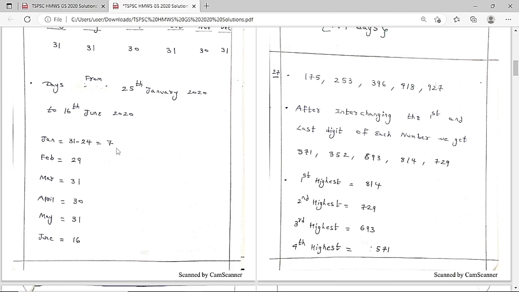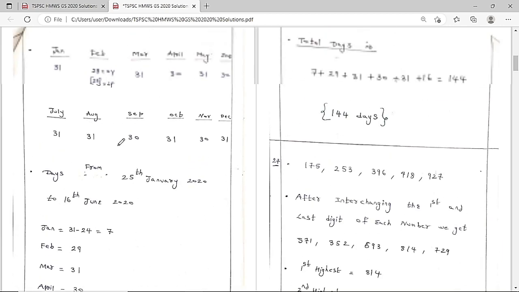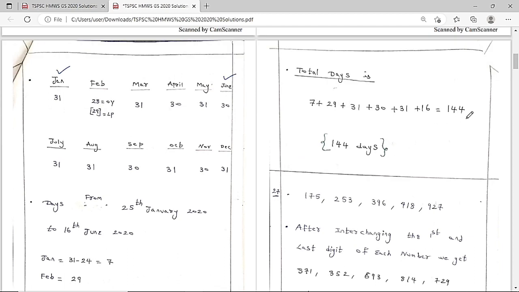7 plus 29 plus 31 plus 30 plus 31 plus 16. So you are going to get the result which is equal to 144 days. So total days of 144 days. So this is the correct solution of this question.